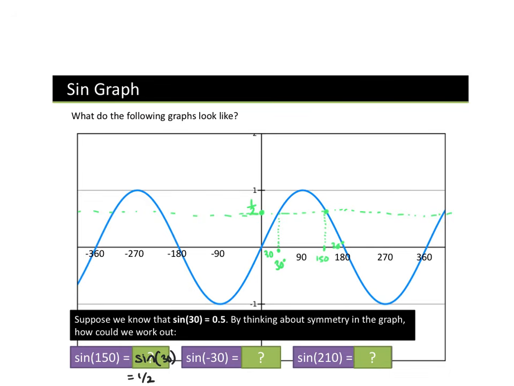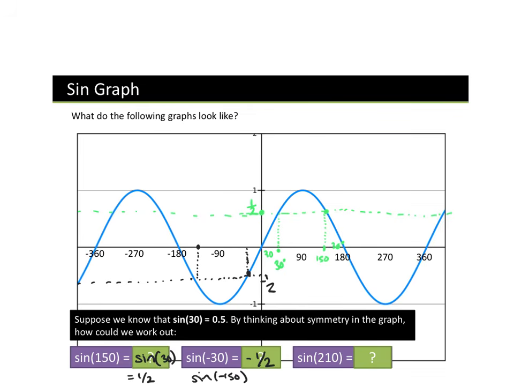Sine of negative 30. What is sine of negative 30? Exactly, it's going to give us negative a half. But negative 30 is about here, isn't it? And if we go across, this is negative a half. What else would give us negative a half? That would be sine of negative 150 gives me negative a half.